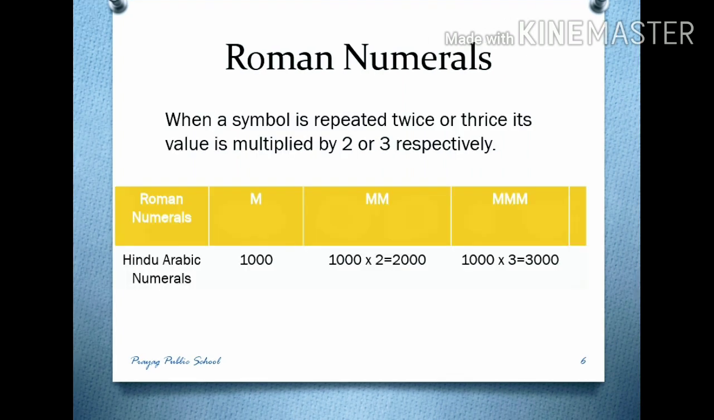When a symbol is repeated twice or thrice, its value is multiplied by 2 or 3 respectively. अगर हमारा रोमन न्यूमरल M है तो उसकी वैल्यू होगी 1000. अगर MM है तो उसकी वैल्यू होगी 1000 मल्टीप्लाइड बाई 2 इज इक्वल्स टू 2000. और अगर न्यूमरल है MMM देन उसकी वैल्यू होगी 1000 मल्टीप्लाइड बाई 3 दैट इज़ 3000.